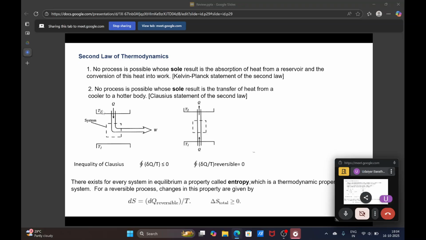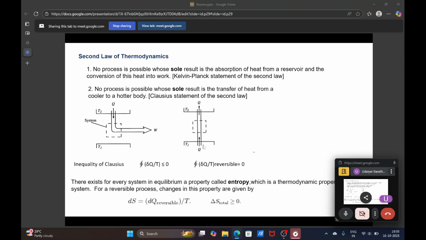So you have a source where you are taking heat and converting all of the heat to work without rejecting to a lower temperature source. So that is your violation of the Kelvin-Planck statement. And then the second statement is the Clausius statement. So he says that no process is possible whose sole result is the transfer of heat from a cooler to a hotter body. So that violates your Clausius statement.